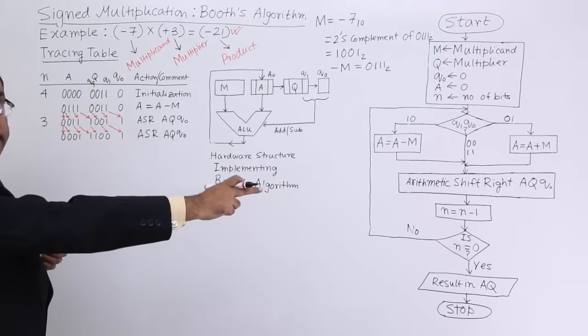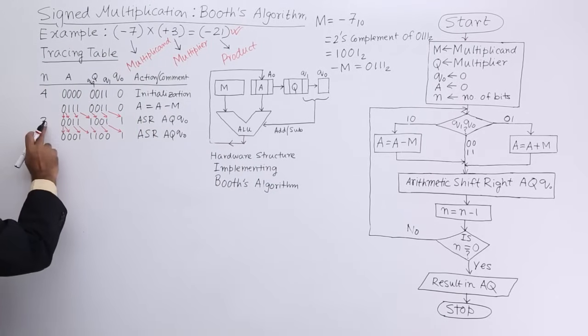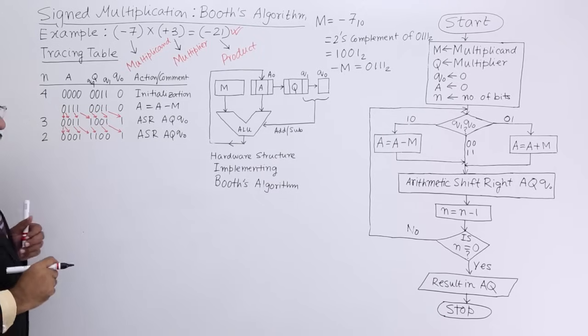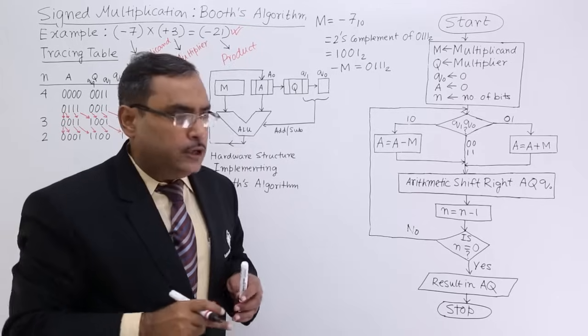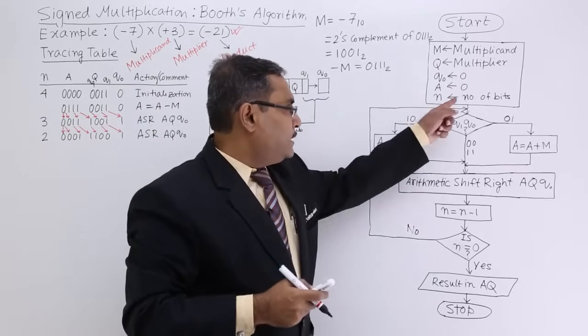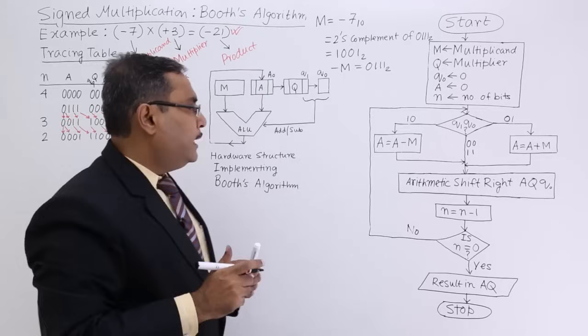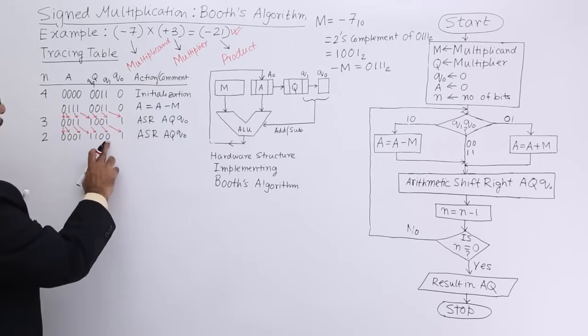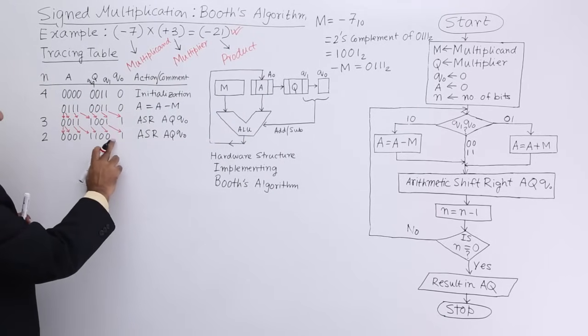After that n is equal to n minus 1. So 3 will be decreased to 2. Is 2 equal to 0? No. Then again I shall come down and I shall go for the Q1 and Q0 check. So Q1 and Q0, now they are 0 1.